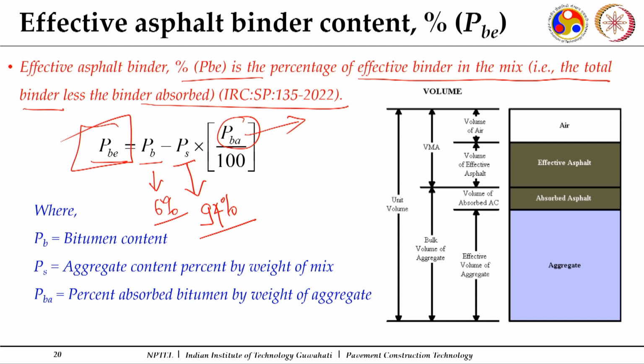Once you prepare compacted specimens, you determine the bulk specific gravity of the compacted specimen, and simultaneously from the loose mix you get the GMM. And for the aggregates you have the GSB with you. Now, once GMM, the maximum specific gravity of the mix, is there, you work out the effective specific gravity of the aggregates. Then from that we work out the voids in the mineral aggregates, voids filled with bitumen, percentage of bitumen absorbed, and effective bitumen content.